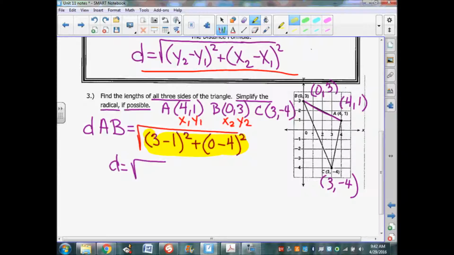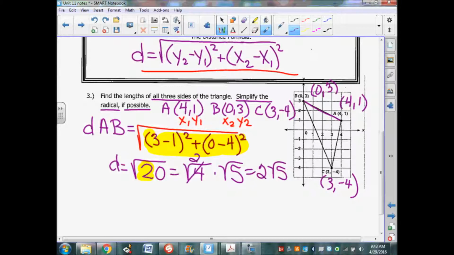Okay, I got a number. You got a number? Who's got it? Anybody shout it out. 20. 20. So it says simplify, so I've got to simplify 20 into 4 and 5. I know that's a 2. 2 square roots of 5 is my distance from A to B.